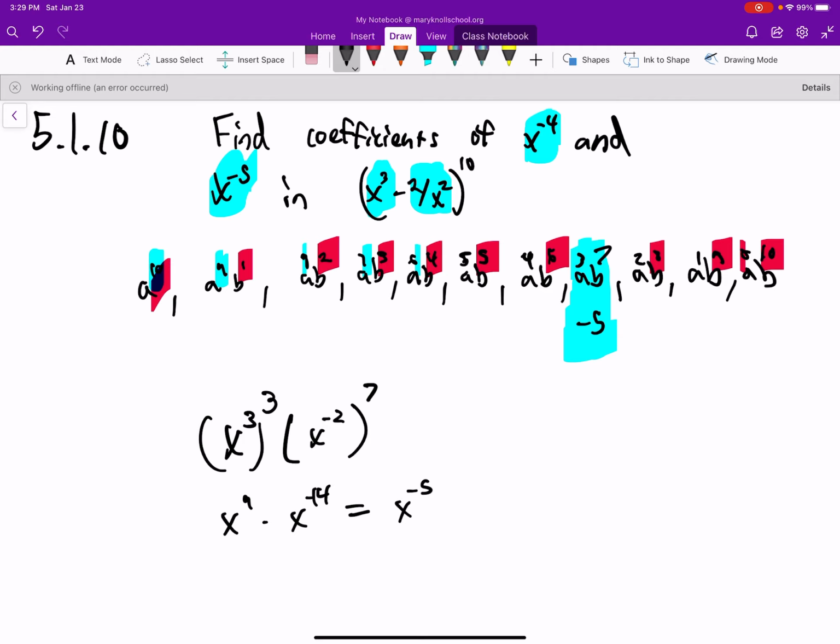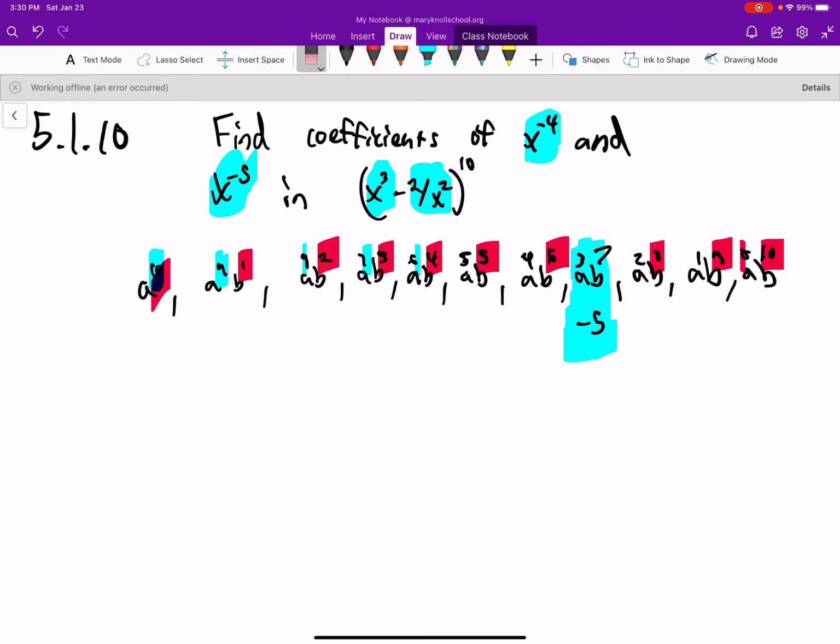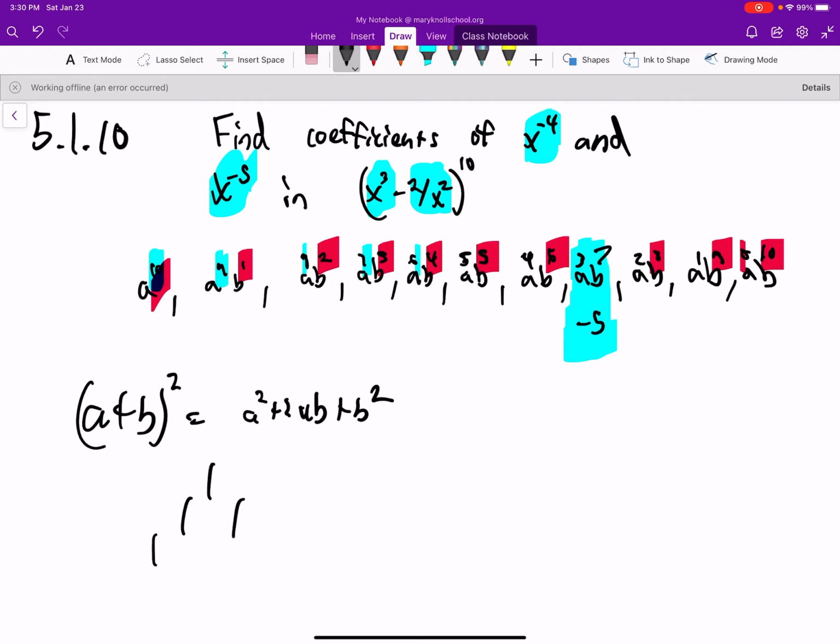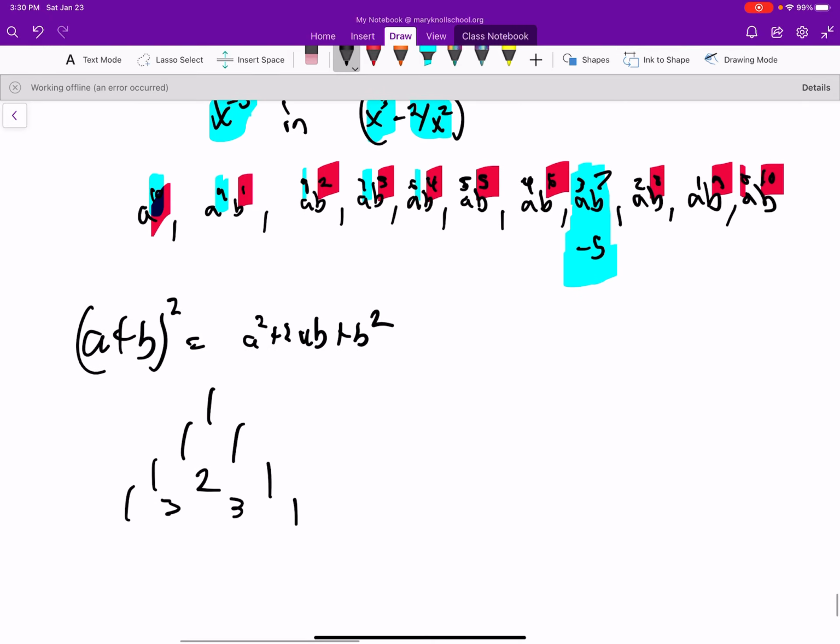Okay, so now we just need the coefficient in front. And again, we're going to look at (a + b) squared. That's going to be a squared plus 2ab plus b squared. And then I want you to look at this pattern here: 1, 1, 1, 2, 1, 1, 3, 3, 1, 1, 4, 6, 4, 1, etc. These are going to be the coefficients.